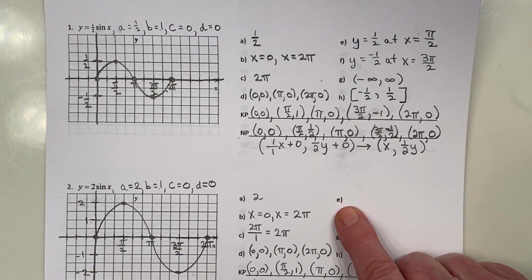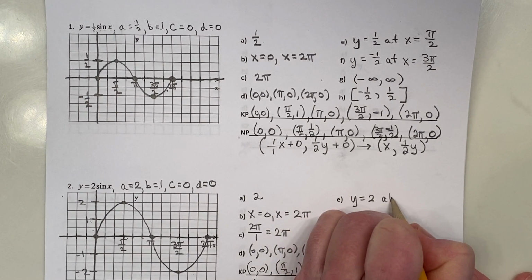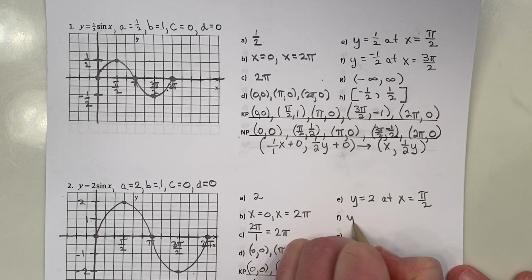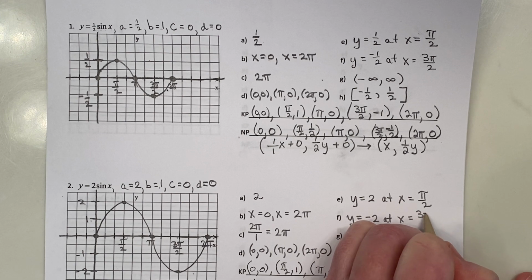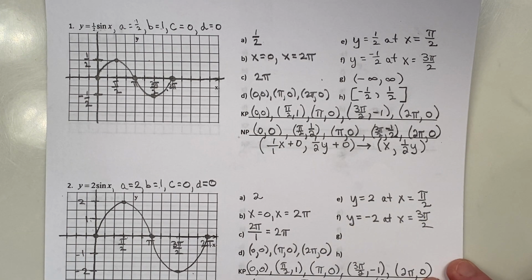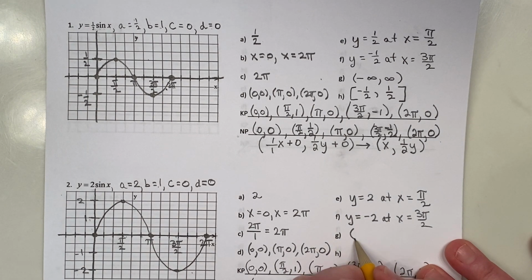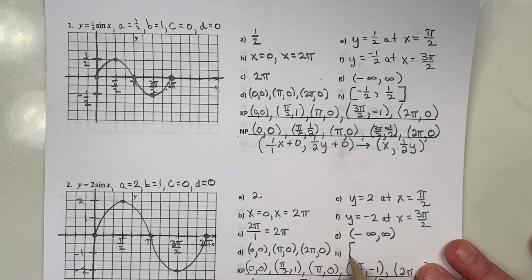E asks for the maximum value, which is a y, so y equals 2 at x equals pi over 2. Minimum, y equals -2 at x equals 3 pi over 2. So the domain will always be all real numbers for any sine or cosine graph, so all real numbers. And our range here, we can see goes from -2 to +2.